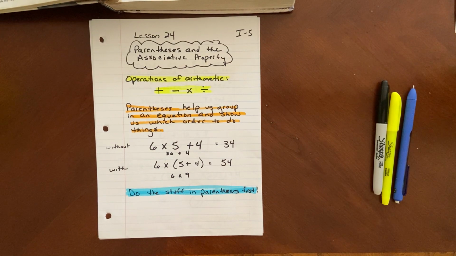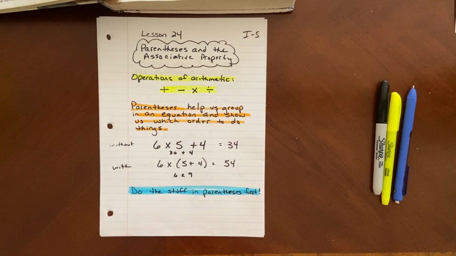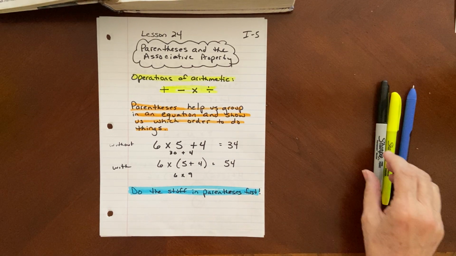Okay, this is lesson 24, parentheses and the associative property. So there are four basic operations of arithmetic: addition, subtraction, multiplication, and division. Parentheses can help us group things in an equation and show us which order to do what. Okay, so let's look at this problem.